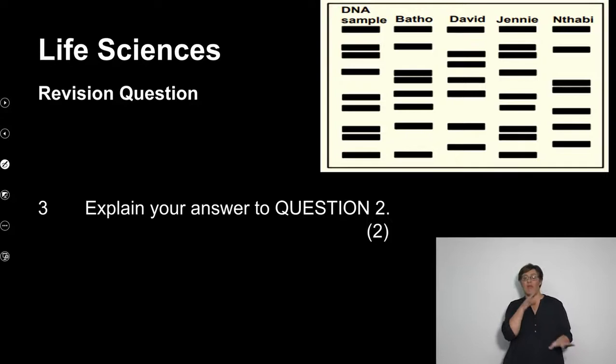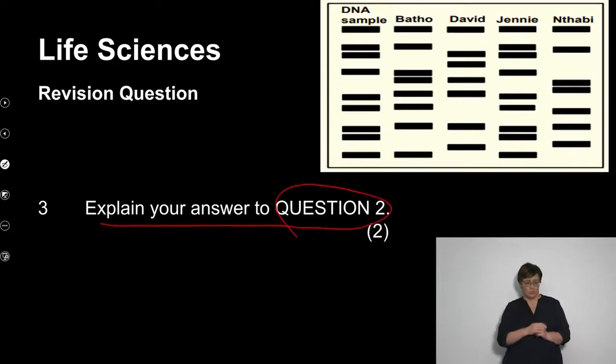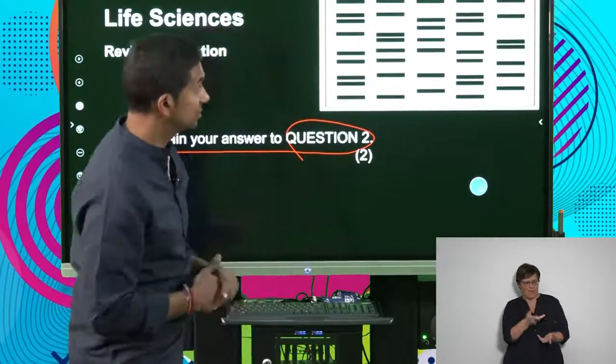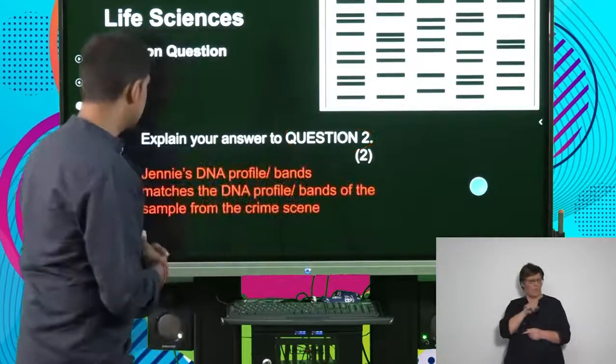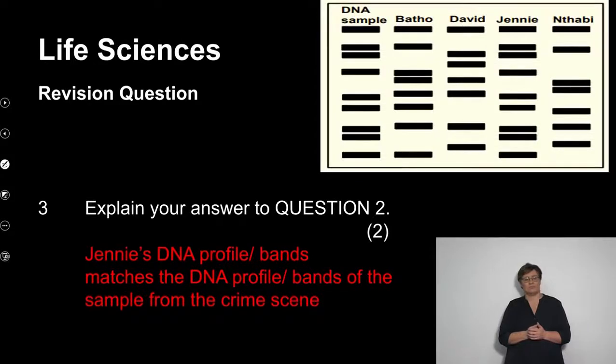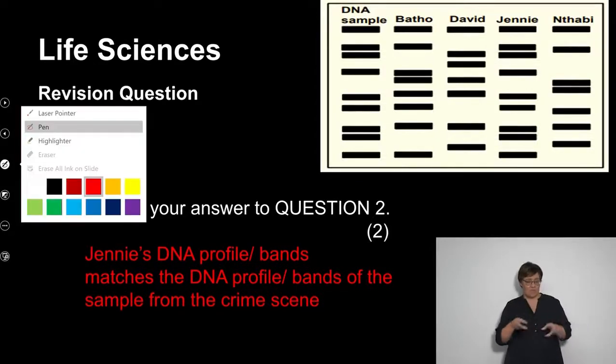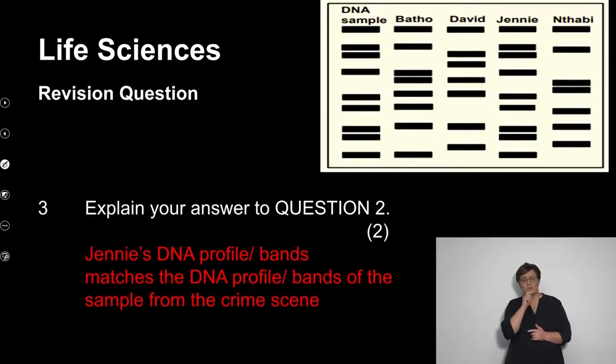Okay, explain your answer to question 2, and that's important. For 2 marks, you must be able to explain the rationale for why you came to the conclusion that it was that specific individual. So you've got to explain yourself correctly and appropriately using the correct terms.